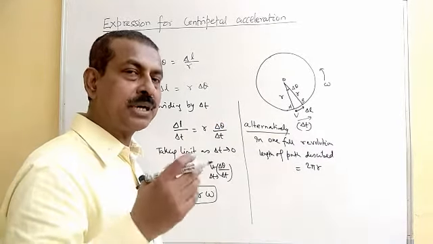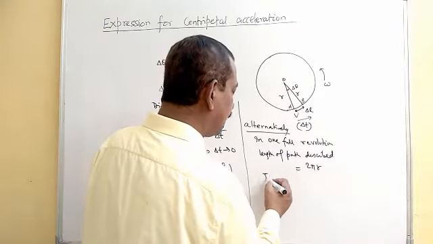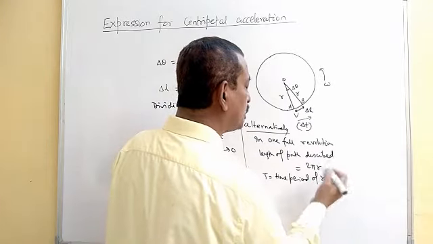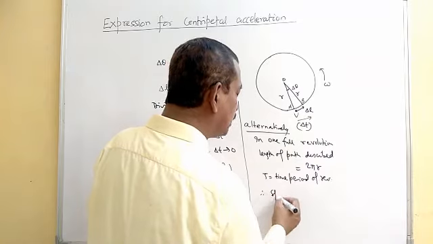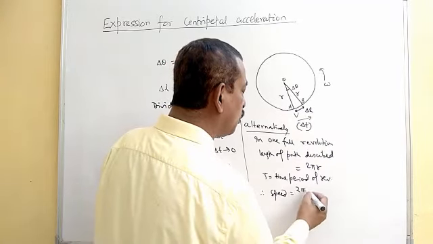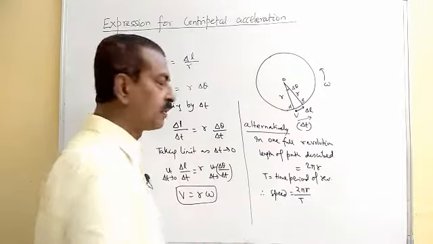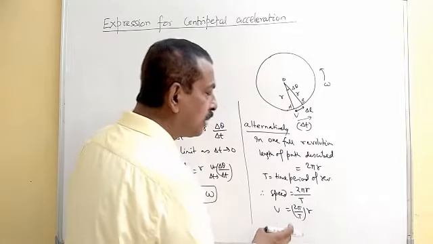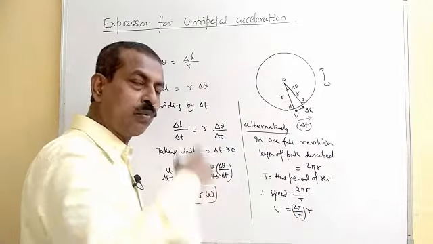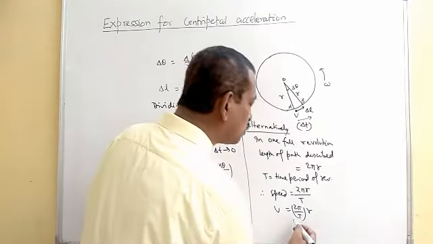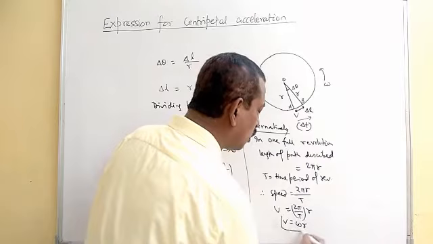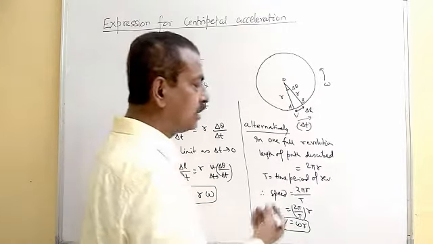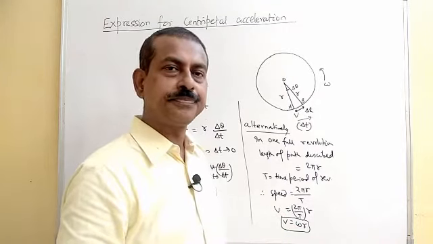And if I assume that capital T is the time period of revolution, in that case, speed will be equal to 2 pi r by T. This is your V, 2 pi by T into R. This 2 pi by T is the angle described in one full revolution divided by the time taken, so this is nothing but your omega. So this way also you can find another way in which you can get the relation between V, R and omega.